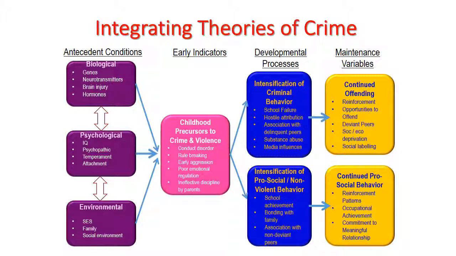On the other hand, if pro-social behaviors are reinforced, they're likely to continue. School achievement, which results in occupational achievement, is less likely to result in deviant behaviors. Instead, it will reinforce the viability of pro-social behaviors. And someone who's committed to a meaningful relationship, either with an individual romantically or friendship or friends, or even through involvement in pro-social activities like church or mosque or temple or a volunteer group, is more likely to continue pro-social behaviors.